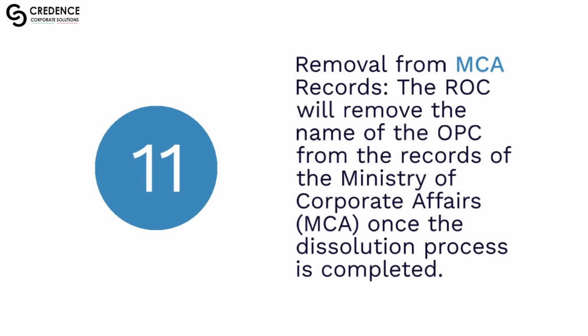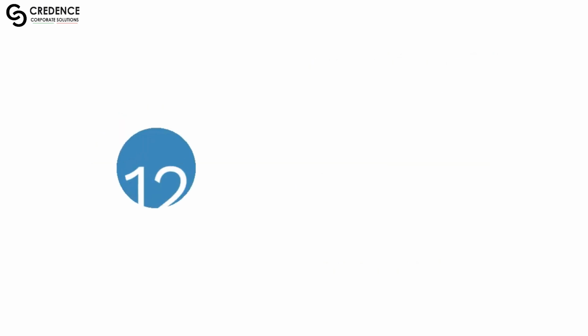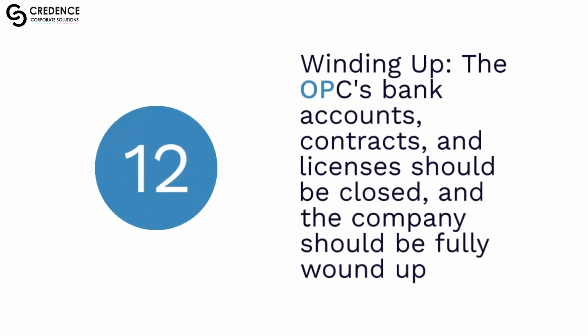11. Removal from MCA records. The ROC will remove the name of the OPC from the records of the Ministry of Corporate Affairs once the dissolution process is completed. 12. Winding up. The OPC's bank accounts, contracts and licenses should be closed, and the company should be fully wound up.